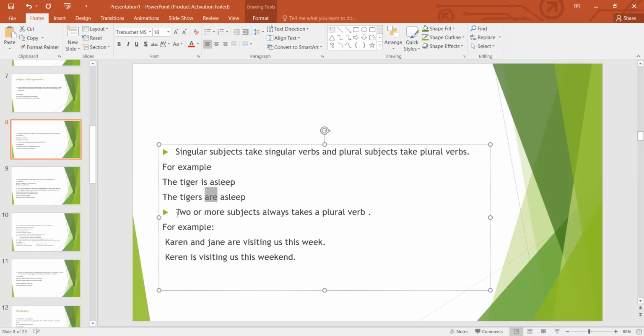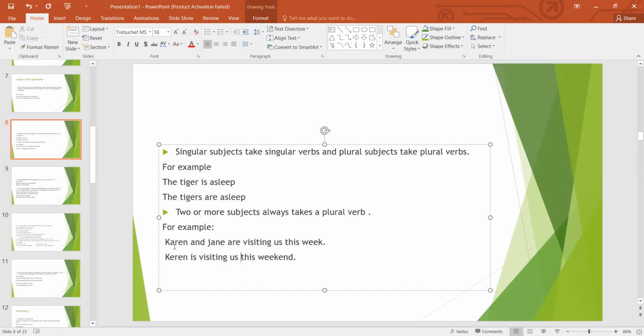The next thing, two or more subjects always take a plural verb. What does that mean? It means if you write or talk about two subjects, then it should always take a plural verb. For example, Karen and Jane are visiting us this week. So here we talk about Karen and also talk about Jane. There are two subjects, right? So these two subjects take plural verbs.